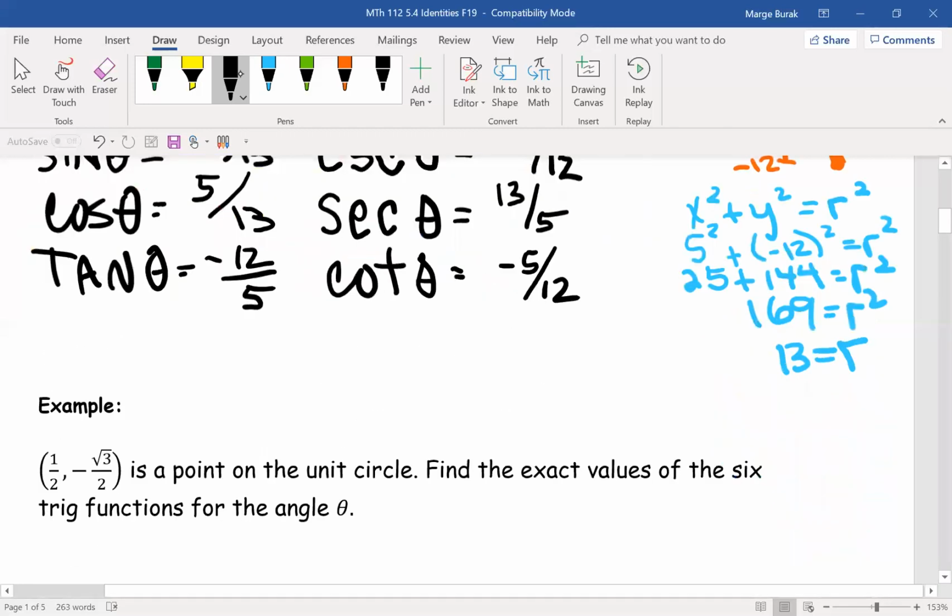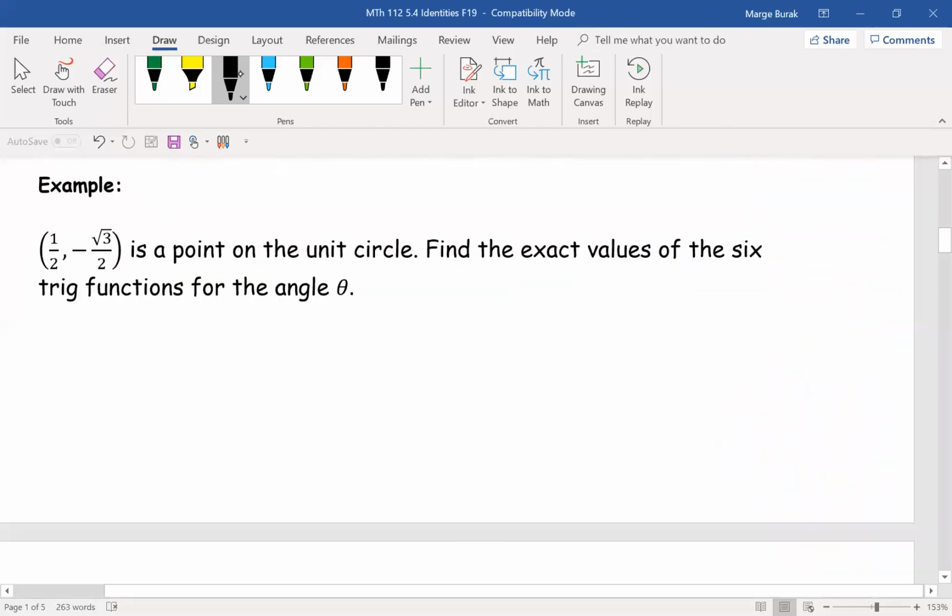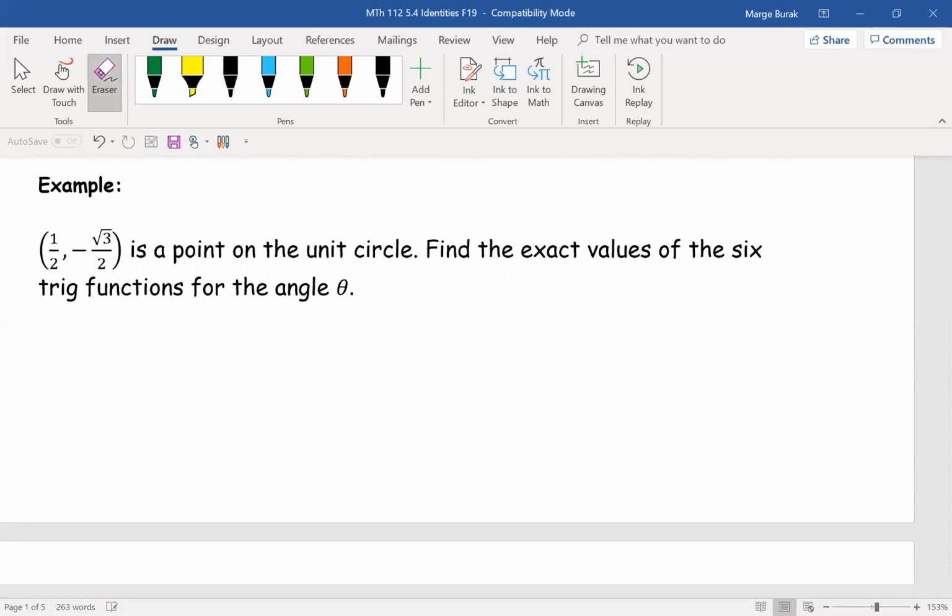Okay, let's move on to another problem. This time they give us a point on the unit circle. A point on the unit circle, and we need the exact values of the 6 trig functions. Okay, we can do this.